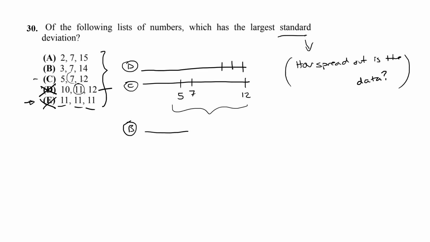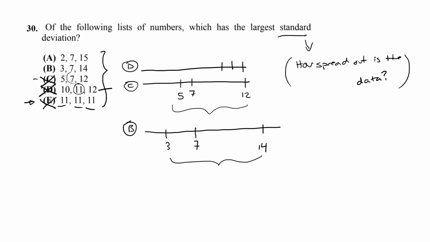Let's check choice B. Choice B goes a little bit longer on the number line. We're going 3, which is way down here, 7, and 14. This is just eyeballing it, but you can tell this is going to be more spread out than choice C. So we can eliminate choice C. Right now our best option so far is choice B.